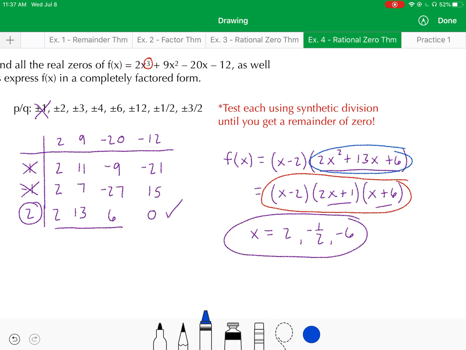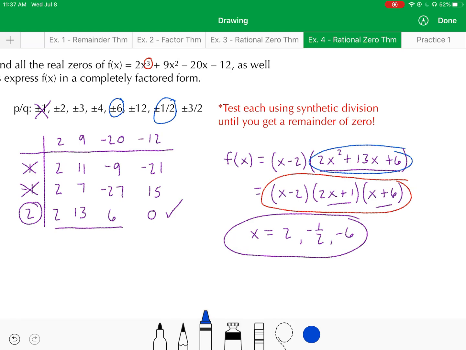The fact that 2x squared plus 13x plus 6 did factor tells me that the remaining 2 zeros of negative 1/2 and negative 6 are in fact rational zeros. And if you notice, negative 1/2 and negative 6 do show up in our list right here and right here. Okay, so those would have been the other 2 values in your list that would have checked out nicely.